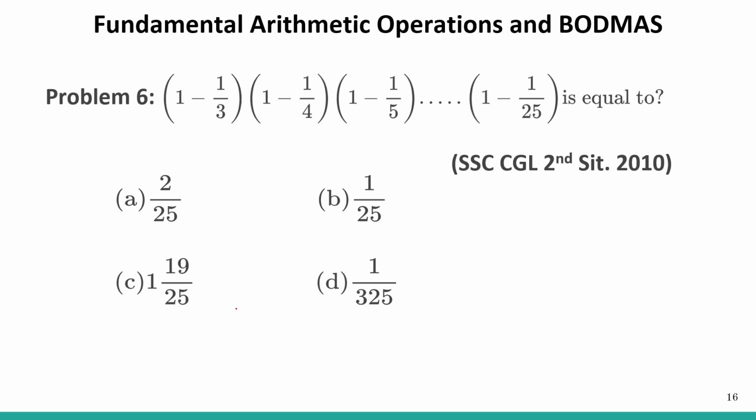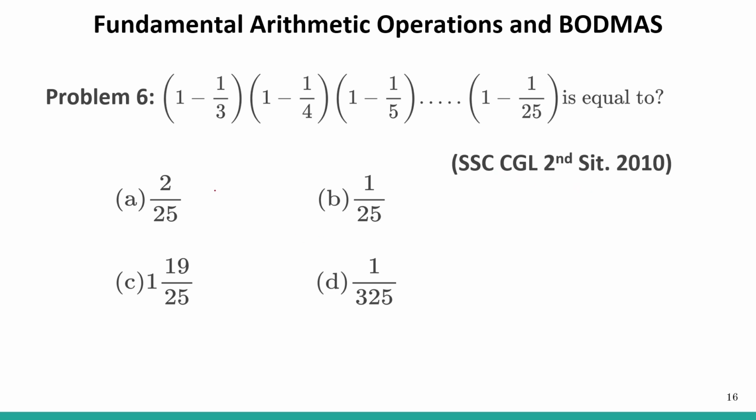So problem number 6 asks us to simplify a multiplication of 25 terms, 25 not 22 terms. Here you can see the first term 1 minus 1 by 3, then it is multiplied with 1 minus 1 by 4, then with 1 minus 1 by 5, and so on up to multiplied with 1 minus 1 by 25. Let's see whether its answer is 2 by 25, or 19 by 25, or 1 by 25, or 1 by 325. This question has appeared in second sitting of 2010 SSC CGL exam.